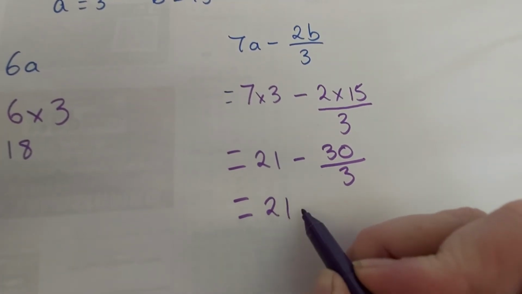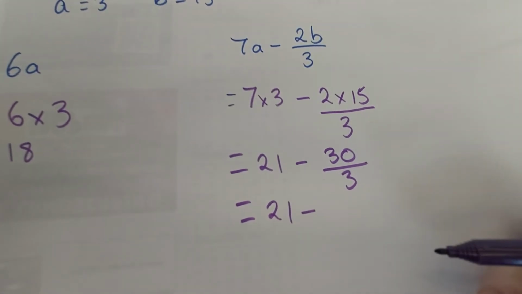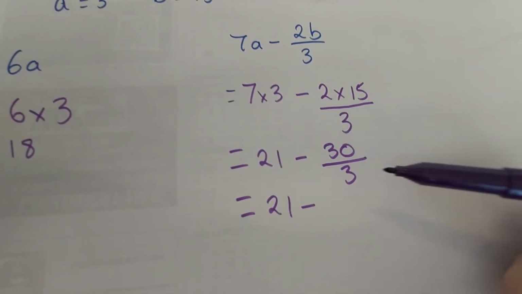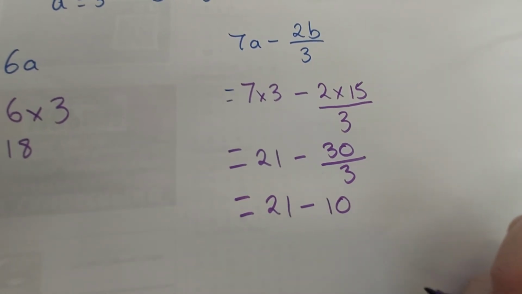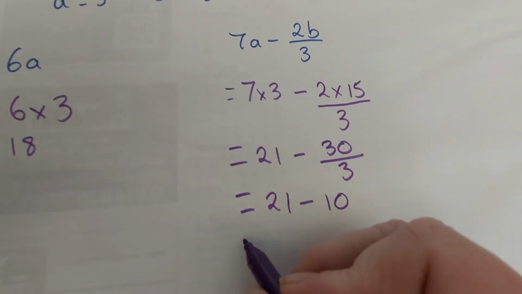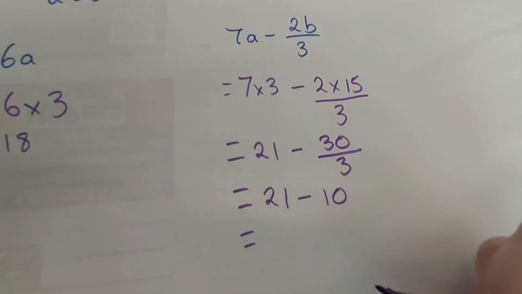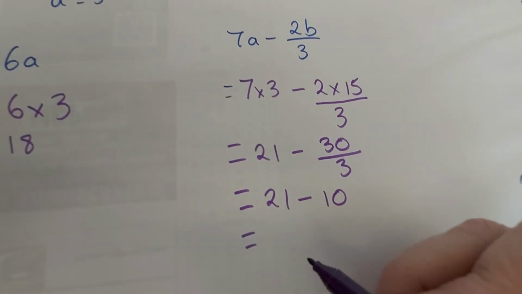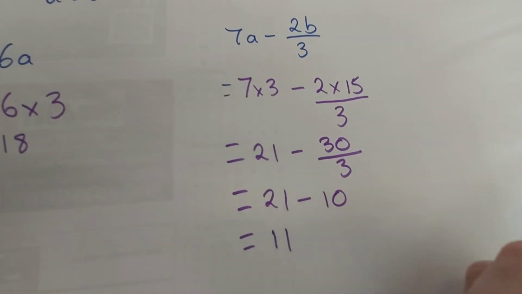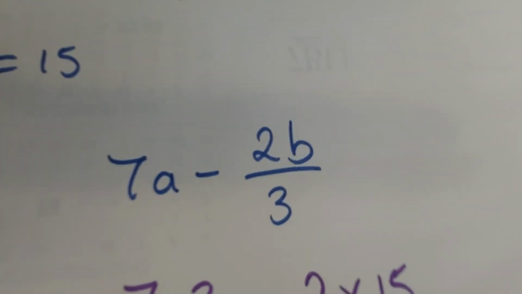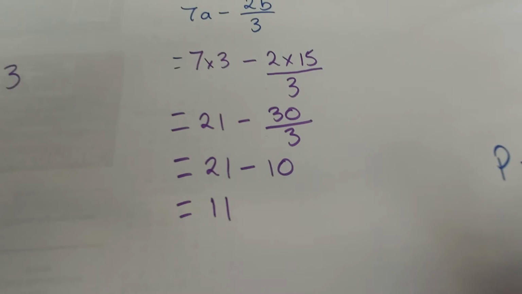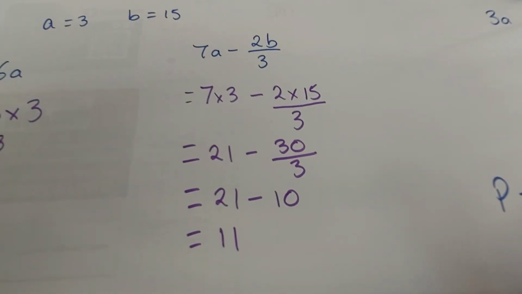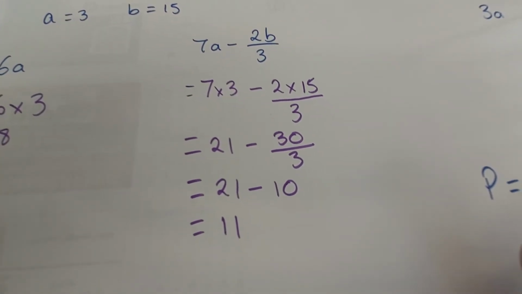So we've got 21 again, and let's do this sum we've got here. I've got 30 and I divide it by 3, which means I'm going to have 10. All right, now a nice simple last part of the sum, 21 take away 10 leaves us with 11. So this whole complicated looking thing here, so easy, ends up as being 11, okay?